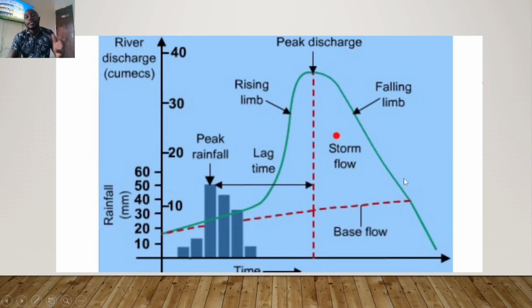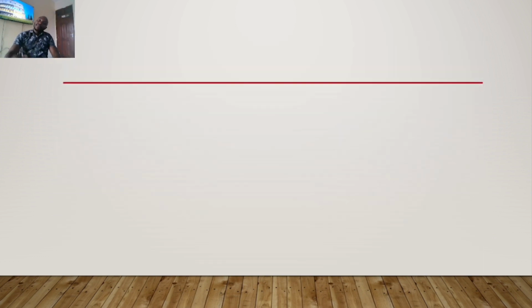So in case maybe in an exam you're asked the part marked, maybe this part, this is the peak rainfall, this part the peak discharge, and the time in between is the lag time, and then the falling limb, rising limb, just like that. Understood now? Very good. So make sure you know all those definitions of terms. Okay, all right, let's look at this.